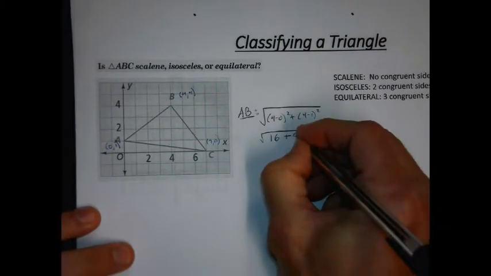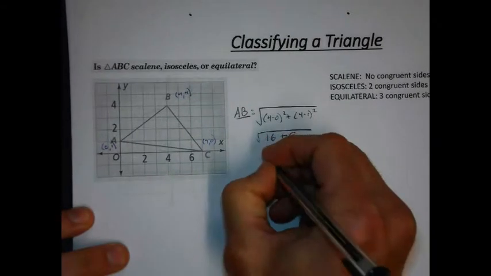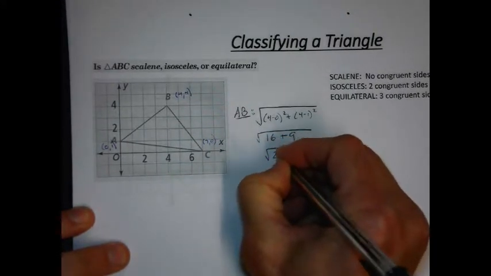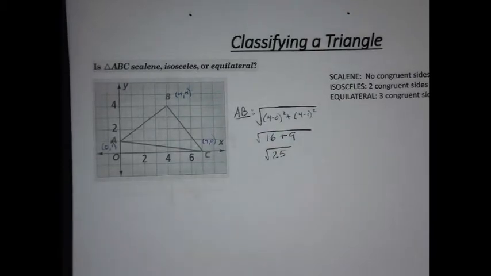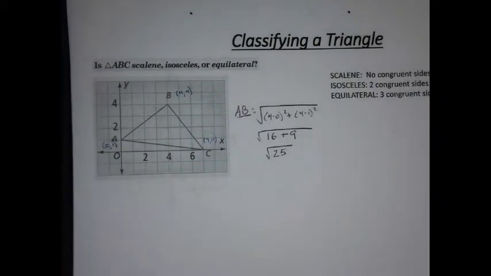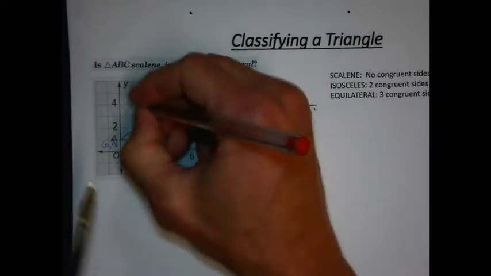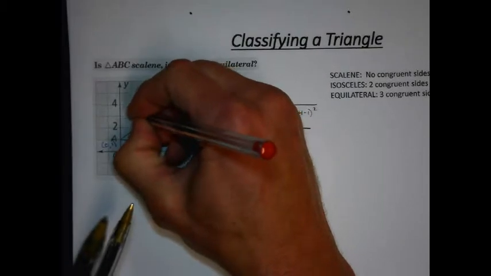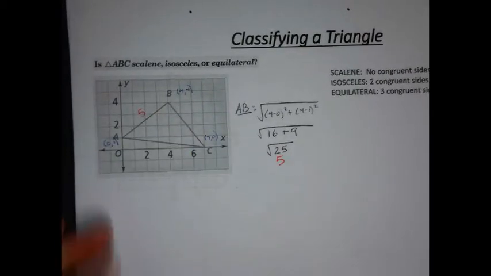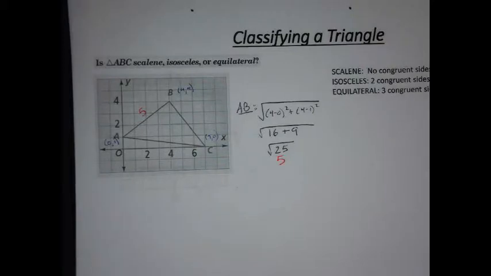So we have 16 plus 9, but the square root of all that. 16 plus 9 happens to be 25. And if you recall the previous video on simplifying square roots, we know that the distance from A to B now is the square root of 25, which is 5. So the measuring tape that we have used, the distance formula, has told us that from A to B is 5. So can we tell now if this triangle is scalene, isosceles, or equilateral? The answer is no, we can't.